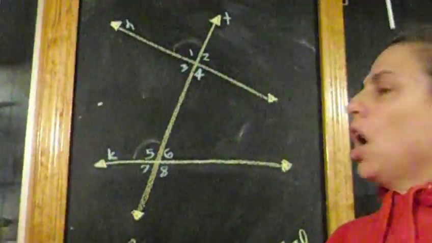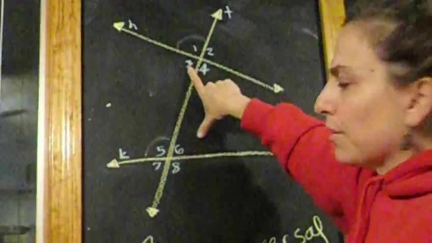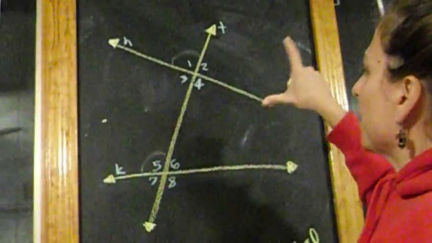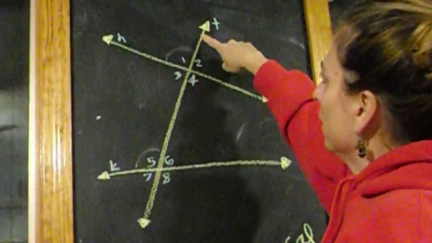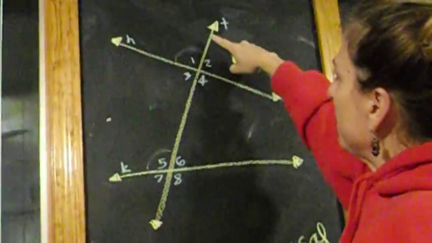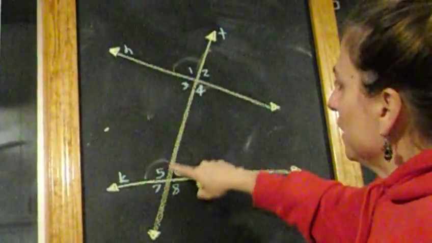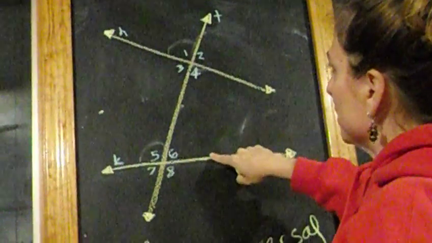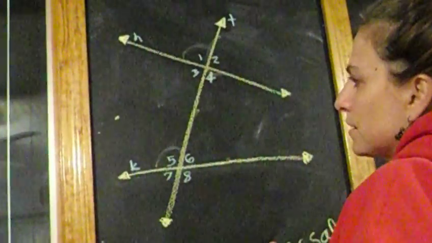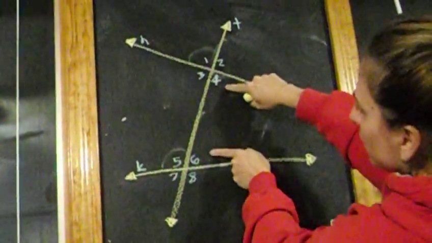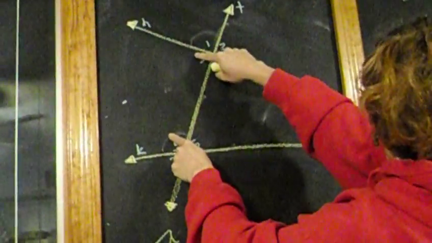So you've got alternate interior. They're on the interior and they're on alternate sides of the transversal. You've got corresponding. They are formed by the first angle here and then this angle, both by the transversal. And then you've got alternate interior, same side interior: same side on the inside, same side on the inside.